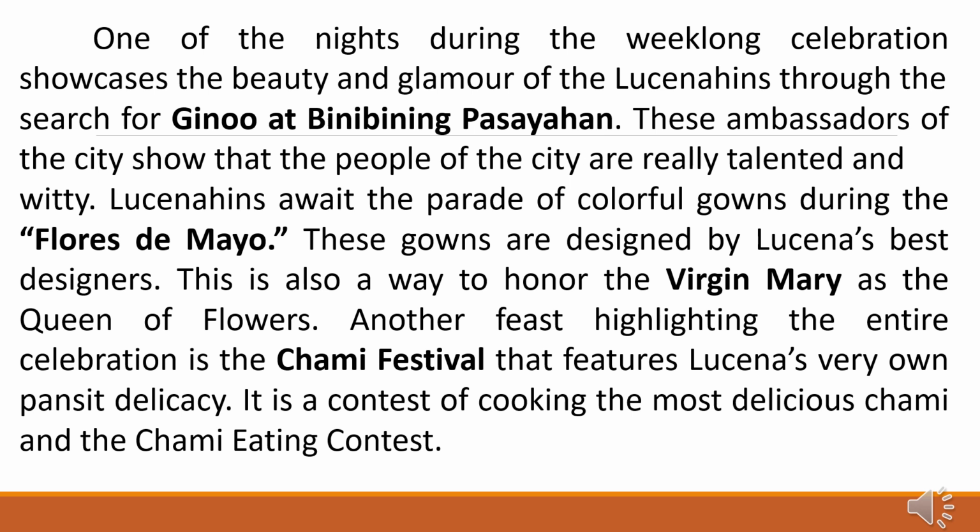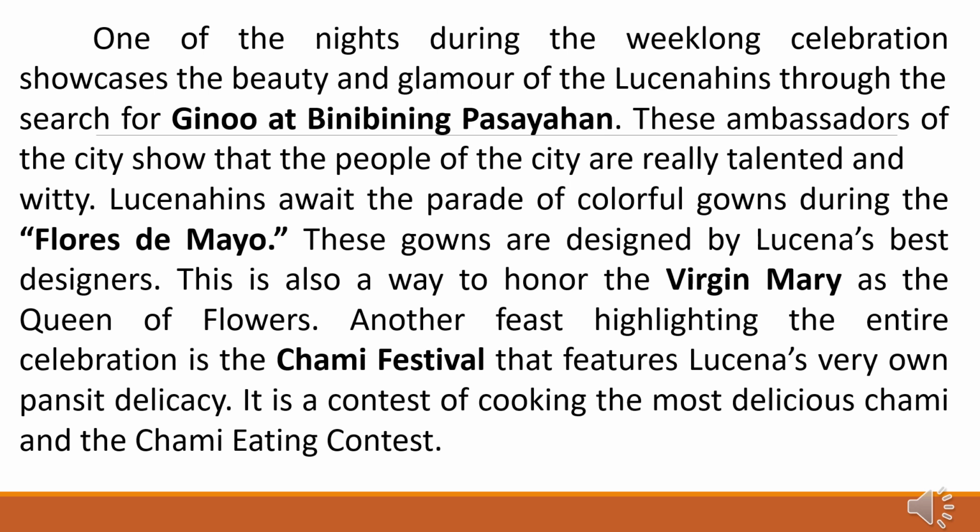One of the nights during the week-long celebration showcases the beauty and glamour of the Lucenahins through the search for Ginoo at Binibining Pasayahan. These ambassadors of the city showed that the people of the city are really talented and witty. The Lucenahins await the parade of colorful gowns during the Flores de Mayo. These gowns are designed by Lucena's best designers. This is also a way to honor the Virgin Mary as the Queen of Flowers.